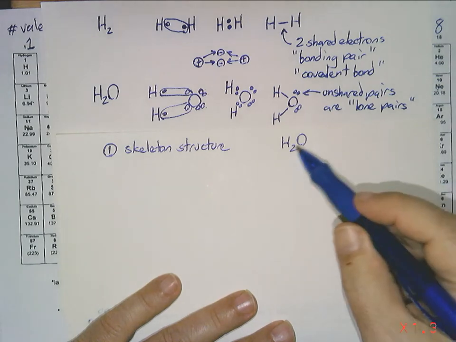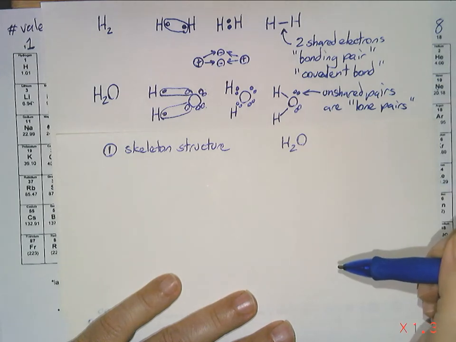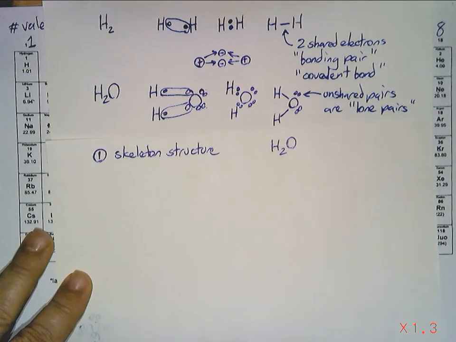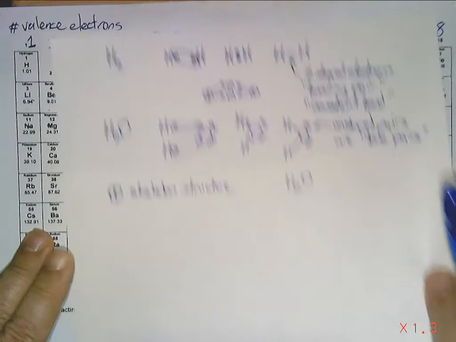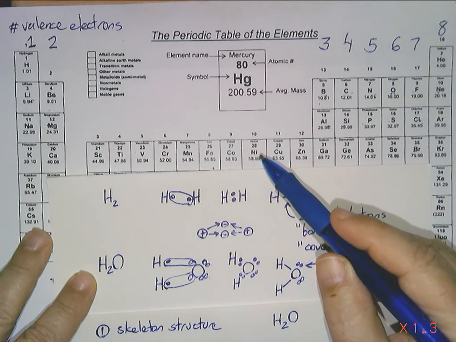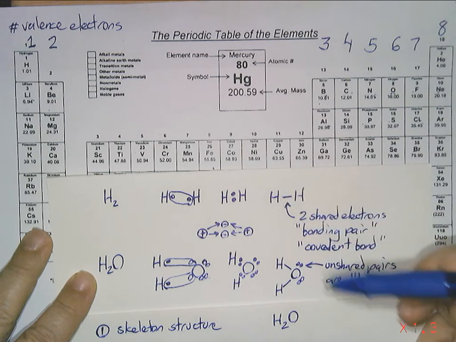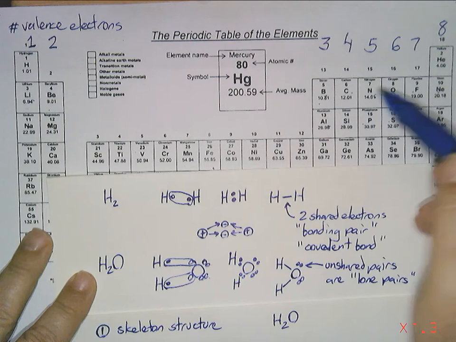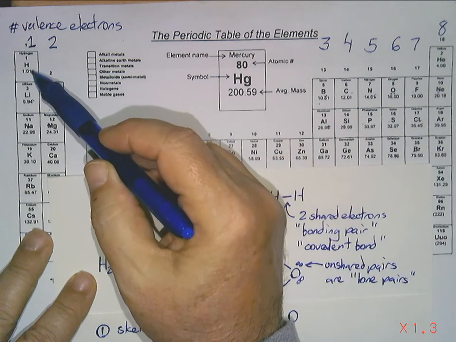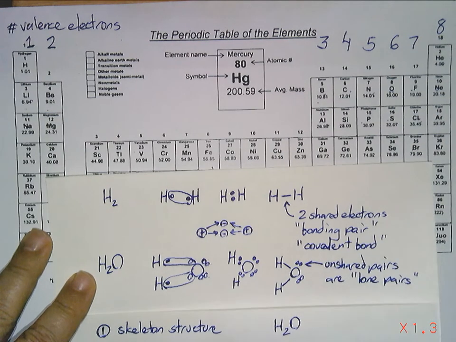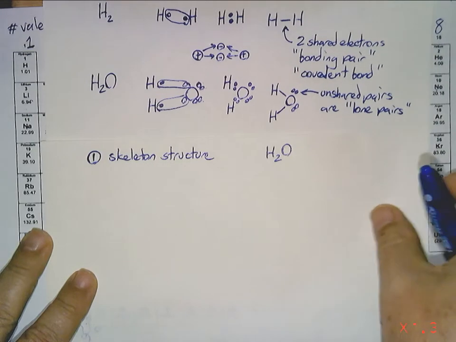Well, I have to decide which atom I want to put in the center, and then which ones are going to go on the outside. Here is a simple rule of thumb that works most of the time. The closer an element is to the center of the periodic table, the closer it should be to the center of your structure. So if I look at hydrogen, it's on the edge of the periodic table, and if I look at oxygen, it's 2 columns in. So the oxygen should go into the center of the structure.